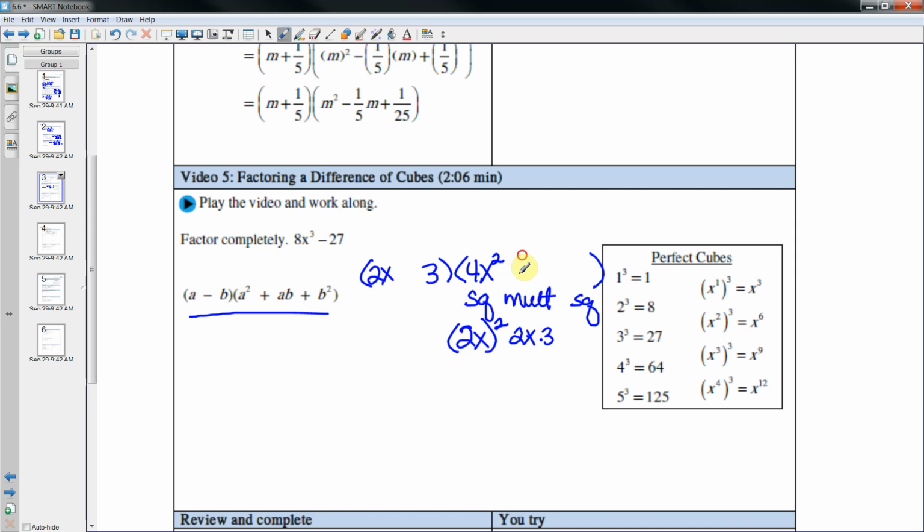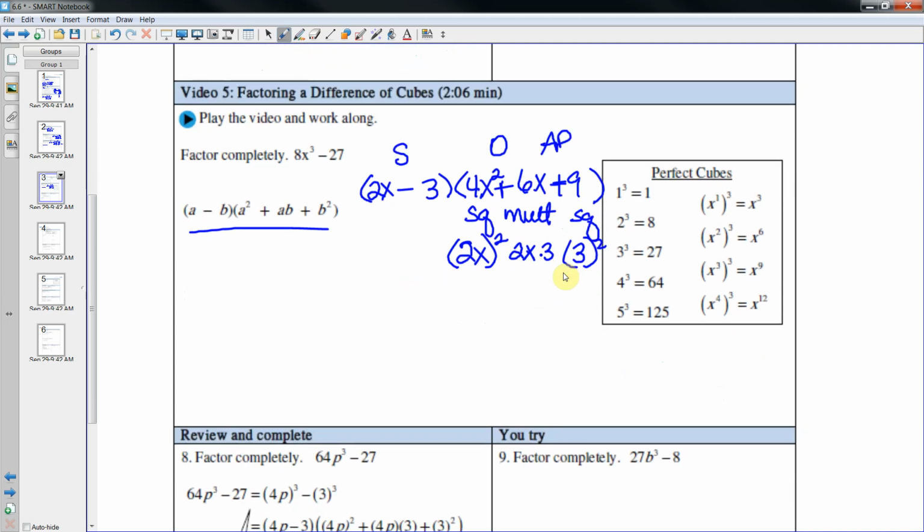Seems like we did this one. 6x. And then I'm going to square 3, give me 9. So this time my original sign was a minus, so a minus will go for same. Opposite this time will be plus. Always positive will be plus. That last sign is always positive.